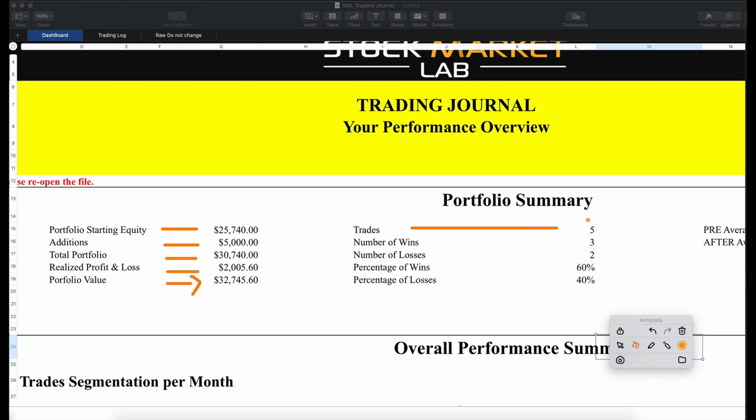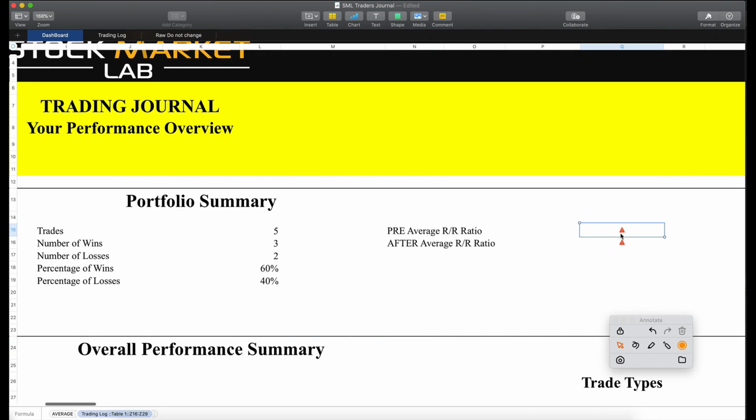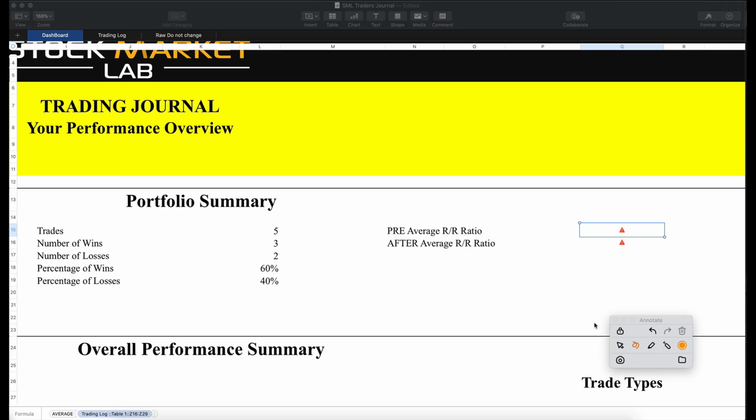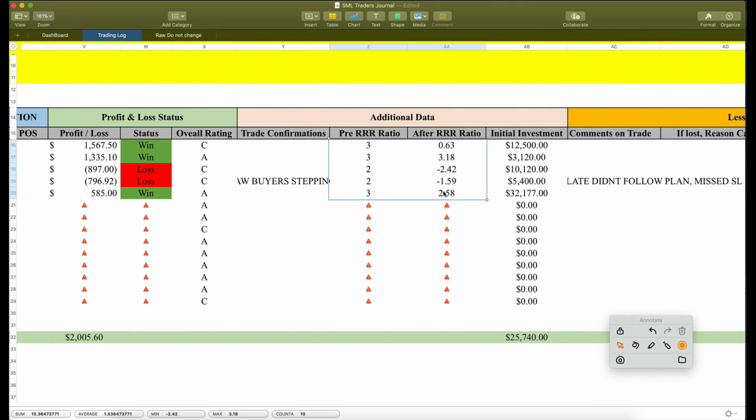How many trades have you taken? 5. Number of winning trades? 3. Number of losing trades? 2. Percentage of wins, percentage of losses. So it's breaking that whole concept down for you. And then when you go right here, this is not loading on this because I have it on Google Docs, and Google Docs is gonna probably load. But this is just showing you your pre and after risk to reward ratio. This should not be off by a lot. So that's basically calculating these two components right here.